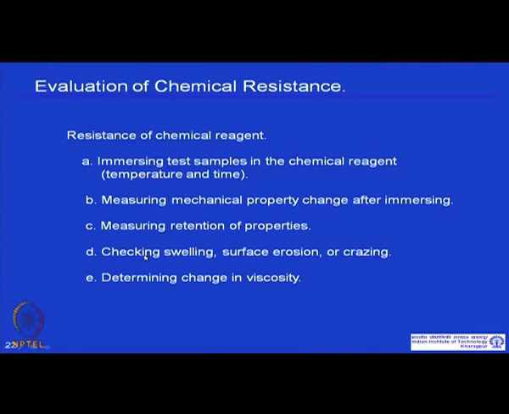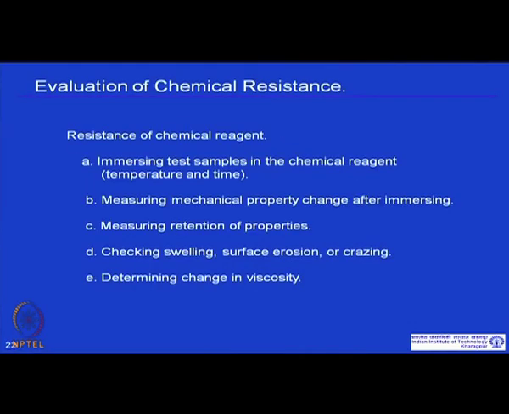We visually inspect the material, whether any swelling has happened or any surface is eroded or some cracking or crazing has happened, and we also see whether the molecular weight of the material has changed by coming in contact with the chemical agent, which can be done by measuring the viscosity of the material.